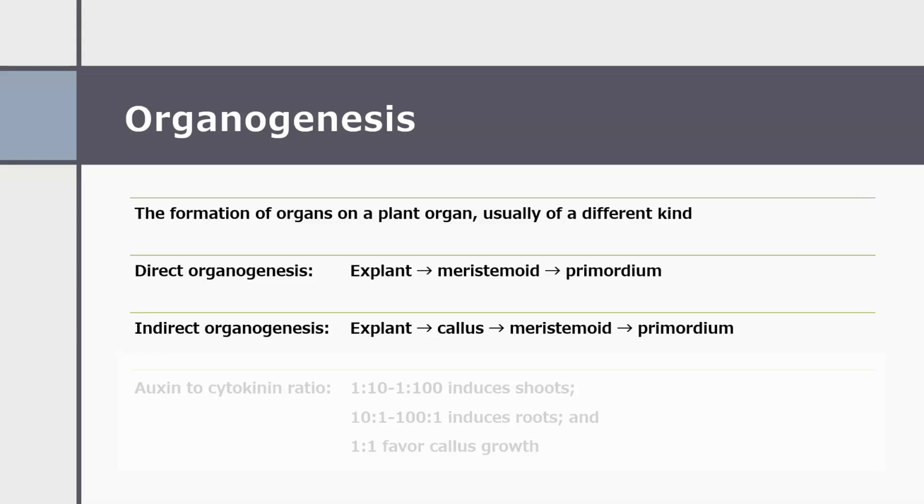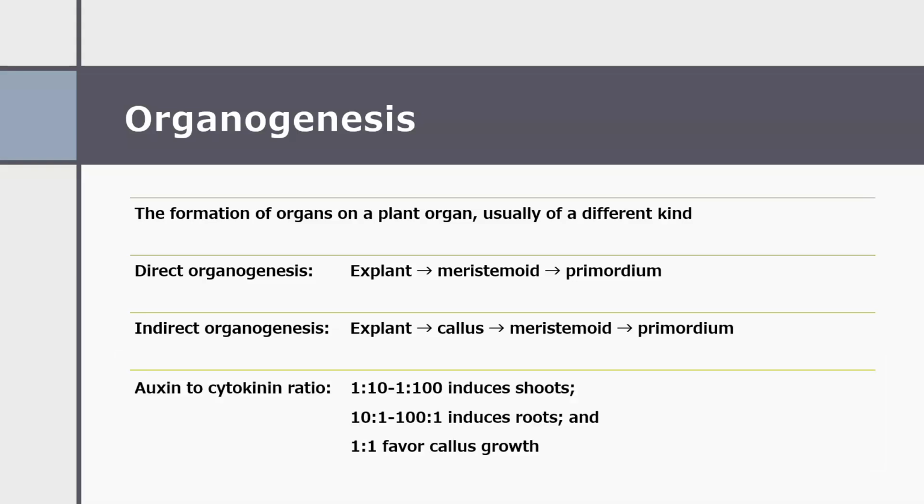In particular, the auxin to cytokinin ratio of the medium determines the developmental pathway the regenerating tissue will take. Typically, shoot formation is induced by increasing the cytokinin to auxin ratio of the culture medium, while the reverse is true for root initiation. An intermediate ratio of auxin to cytokinin promotes the proliferation of callus.